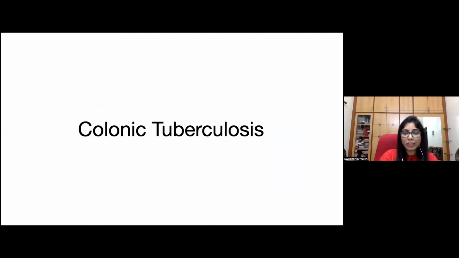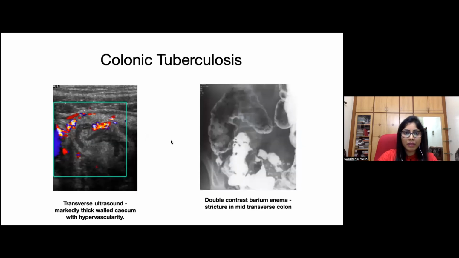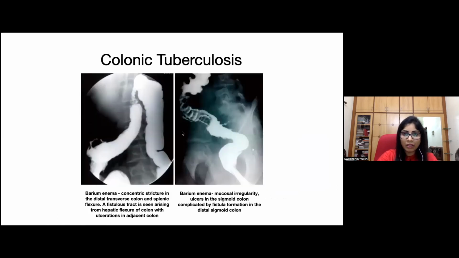Next is the colonic tuberculosis. This is the ultrasound image showing markedly thickened wall of cecum with hypervascularity. This is a double contrast barium enema showing stricture in the mid-transverse colon. This is another image of barium enema showing concentric stricture in the distal transverse colon and splenic flexure.